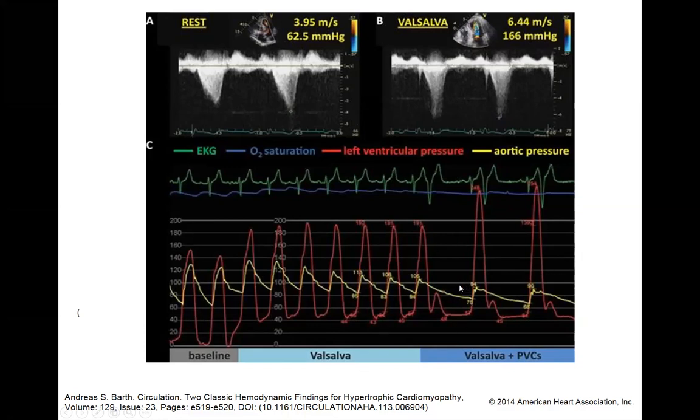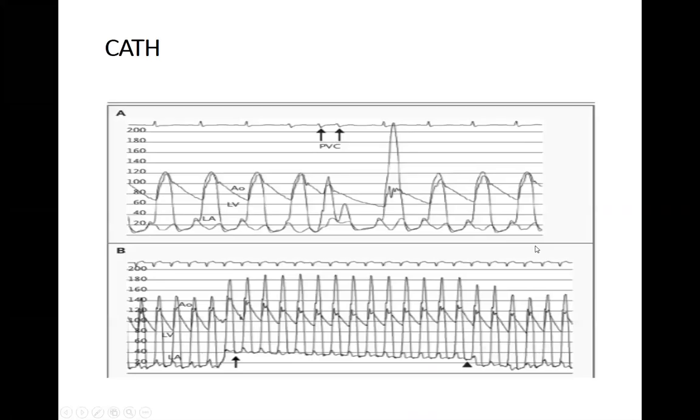You can see here at the end of Valsalva, your LV pressure exceeds 200, and your aortic pressure is almost 80. This is with the Valsalva, and the patient has a PVC. This makes it even worse. This is in the cath. This is the LV and this is the aortic pressure. When the patient gets the PVCs, you see that the LV pressure goes up and the aortic pressure goes down.